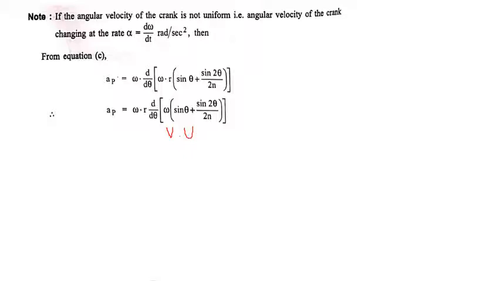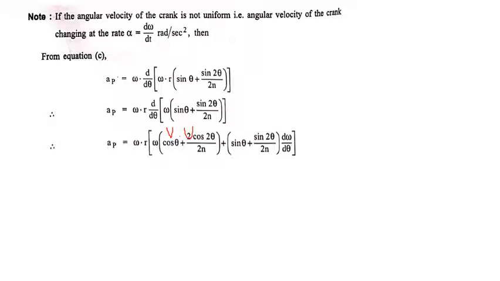So we are differentiating this one in u into v form. The above equation, the differentiation of u becomes omega. Then the differentiation of sin theta is cos theta, and sin 2 theta becomes 2 cos 2 theta divided by 2n. Then we keep this constant, that is u sin theta plus sin 2 theta by 2n. So we are not differentiating this u term.